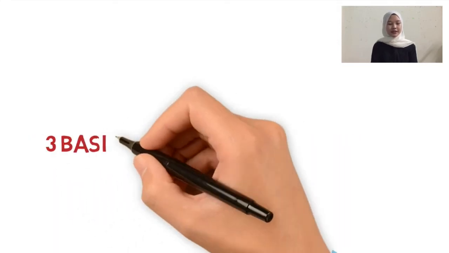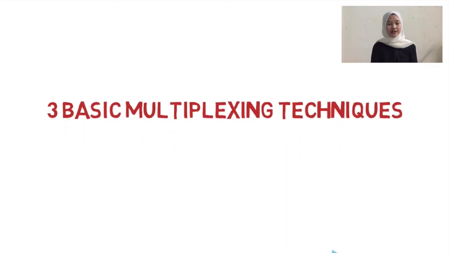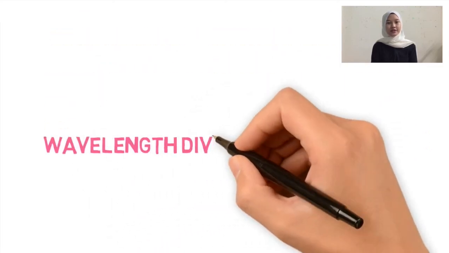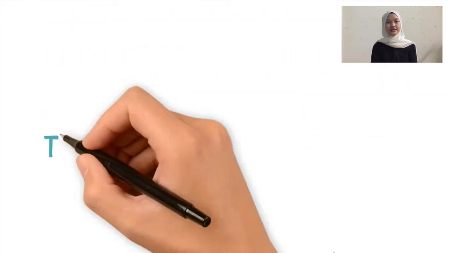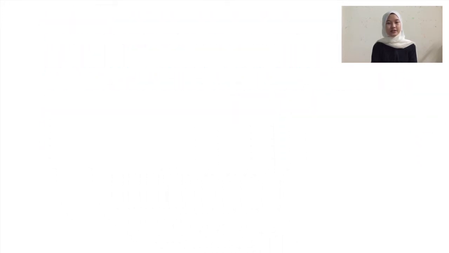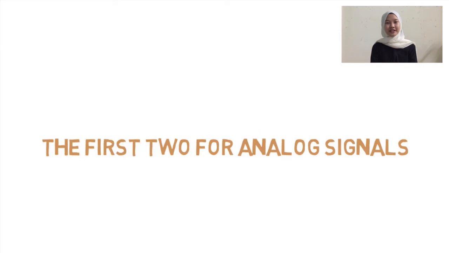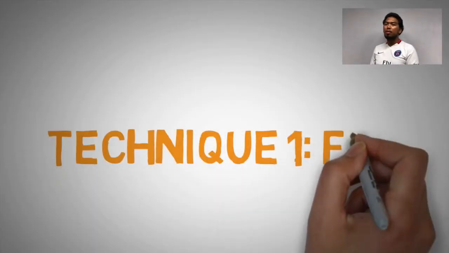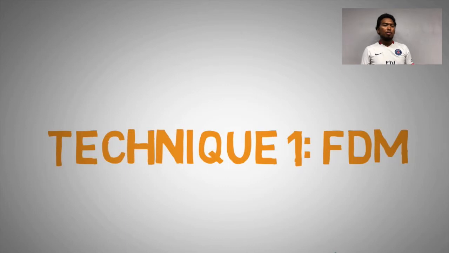The three basic multiplexing techniques are frequency division multiplexing, wavelength division multiplexing, and time division multiplexing. The first two multiplexing techniques are for analog signals, and the third multiplexing technique is for digital signals. The first technique in multiplexing is frequency division multiplexing.